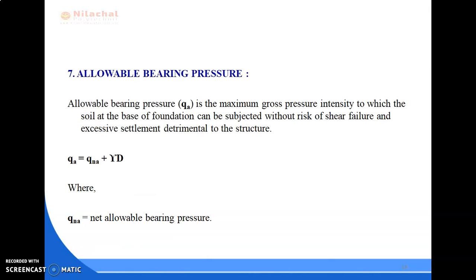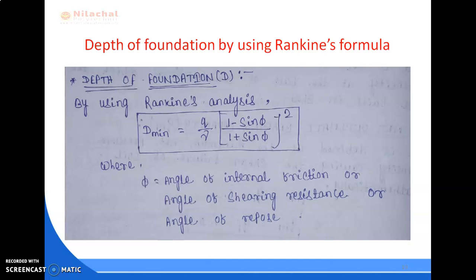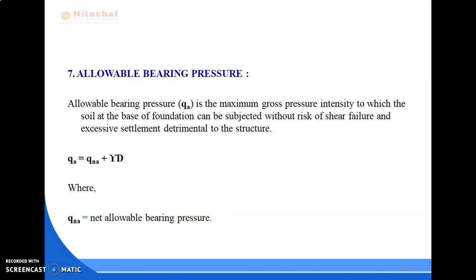The last one is the allowable bearing capacity, qa. It is the maximum gross pressure intensity to which the soil at the base of foundation can be subjected without risk of shear failure and excessive settlement detrimental to the structure. So qa mathematically, qa equal to qna plus gamma into D, where qna equal to net allowable bearing pressure. So these are some definitions you have to remember.